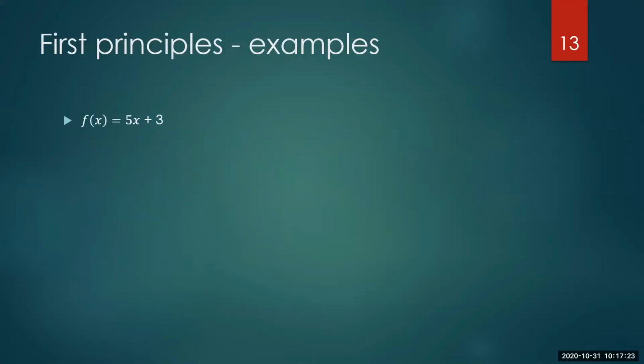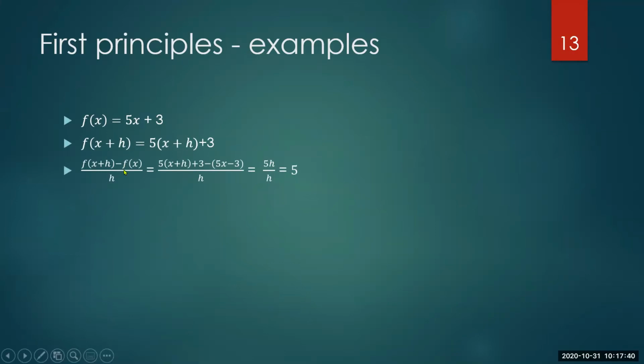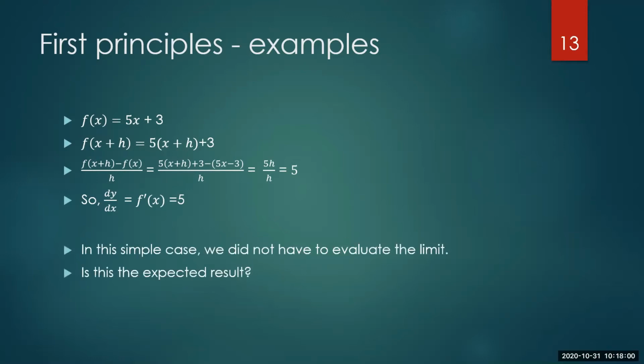Here's an example. Let's let f of x be equal to 5x plus 3. Then f of x plus h becomes 5 of x plus h plus 3. So f of x plus h minus f of x all over h becomes 5 into x plus h plus 3 minus 5x minus 3. That becomes 5h all over h, which is equal to 5. So we're saying that f dash of x is equal to 5. In this simple case, we didn't even have to evaluate the limit.